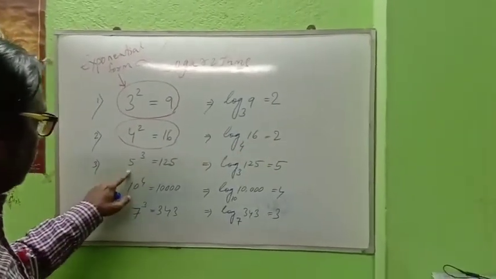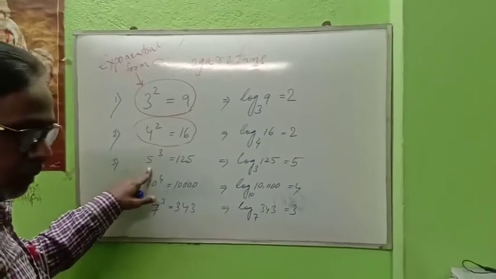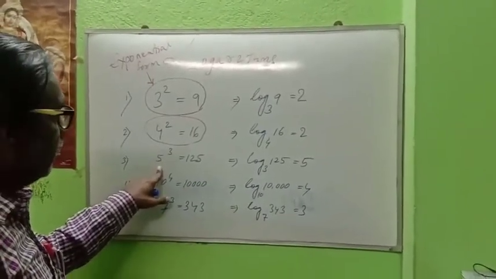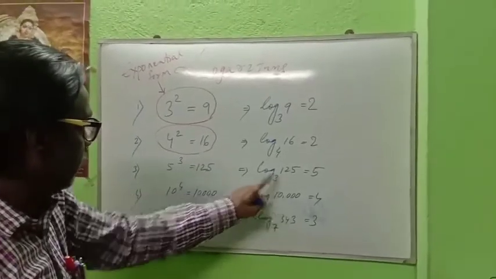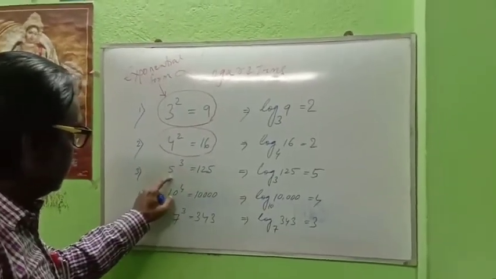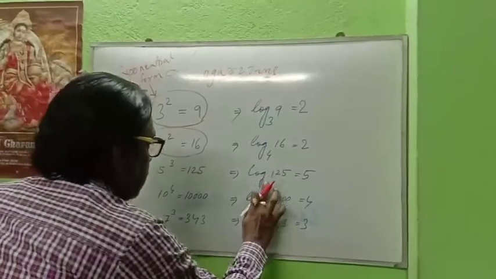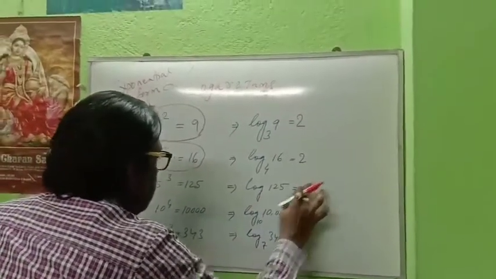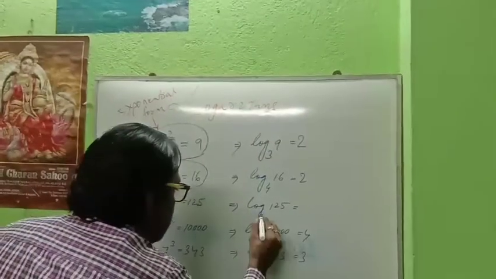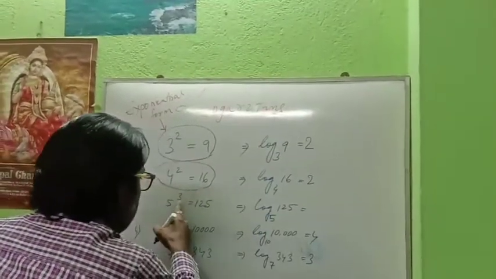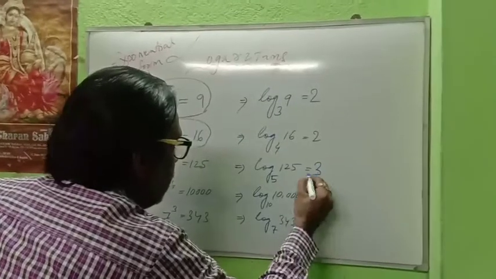Same process. Number 3, 5 cube. Means 5 is multiplied 3 times, and the answer is 125. Log 125, here base is how much? Base is 5. Okay, base 5 and exponent 3. Exponent will go that side.